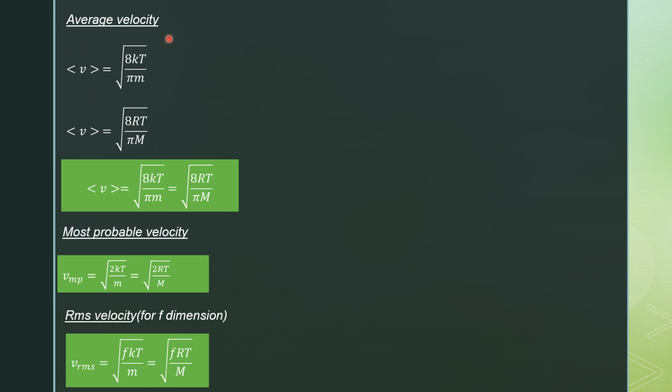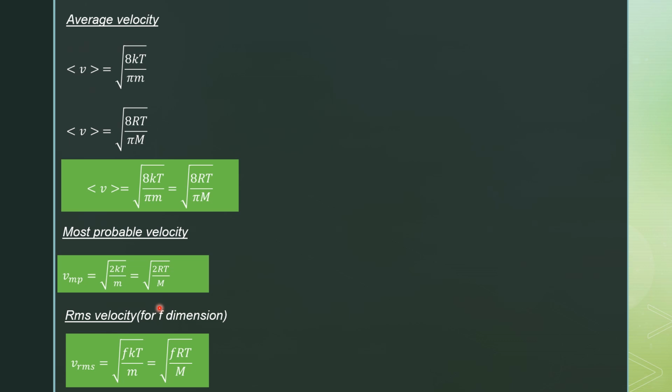Then here is our average velocity. That is, average velocity can be written as root over 8kT by πm, and also root over 8RT by πM. Then the most probable velocity can be written as root over 2kT by m, or root over 2RT by capital M.